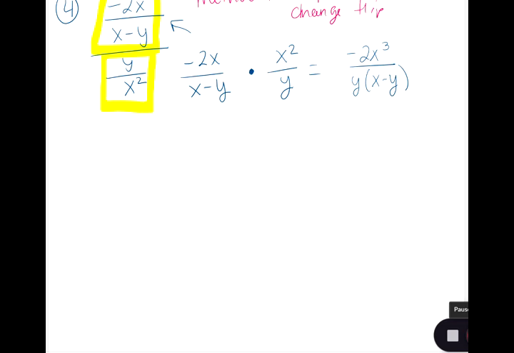We would stop because nothing can cancel. Even if I try to factor something in the numerator or do something, nothing's going to cancel out, so we're done. That's the end of our answer for that one. So one more, again, extra practice for you guys.